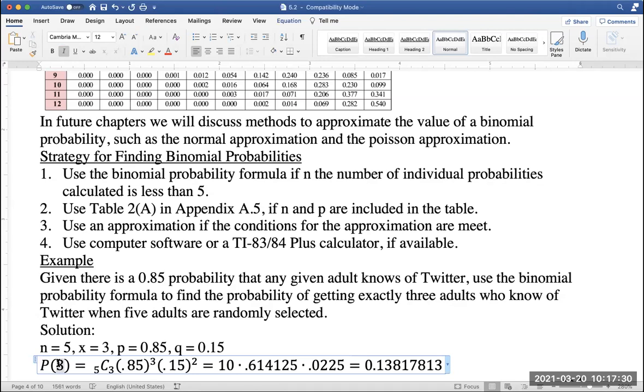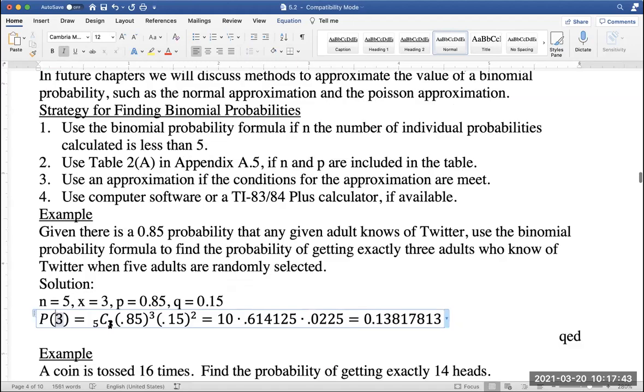So let me determine the probability. The probability that X is 3, using the probability formula, is 5C3, which is 10, times 0.85 cubed, I have a 3 here, times the probability of failure. Again, if I have 85% chance of success, I have a 15% chance of failure, all to the power of 5 minus 3, which is 2. 0.15 squared is 0.0225. 0.85 cubed is 0.614125. Multiply those together, so you get 0.13817813.